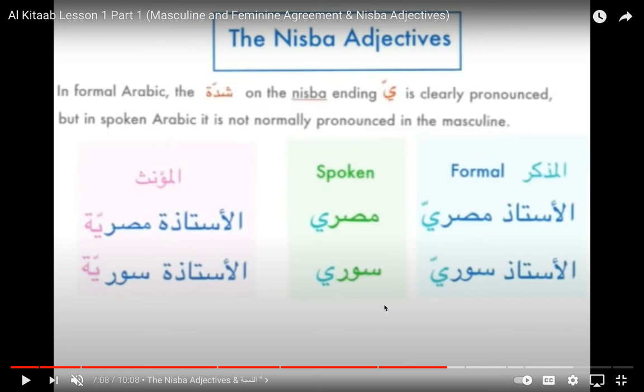Suri. Now, if I want to talk about feminine and masculine, remember, mudhakkar means masculine, and al-mu'annath means feminine. So if I would like to talk about a professor and I say this professor is Egyptian, and I'm talking about a female professor, I will just add a ta marbuta. الأستاذة مصرية. See here, I insist. Why? Because I have a shadda.